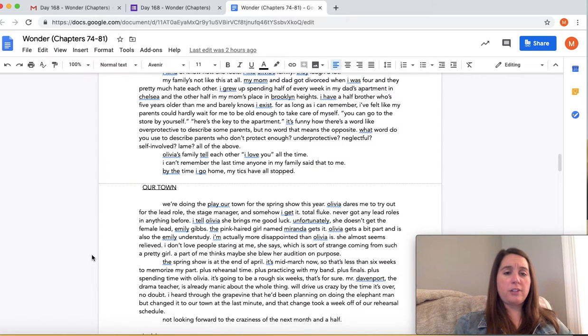"You can go to the store by yourself. Here's the key to the apartment." It's funny how there's a word like overprotective to describe some parents, but no word that means the opposite. What word do you use to describe parents who don't protect enough? Underprotective? Neglectful? Self-involved? Lame? All of the above. Olivia's family tell each other I love you all the time. I can't remember the last time anyone in my family said that to me. By the time I go home, my tics have all stopped.